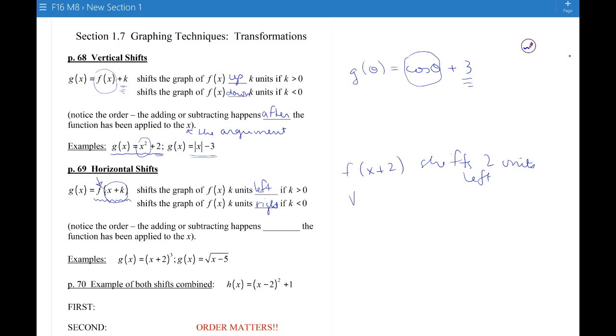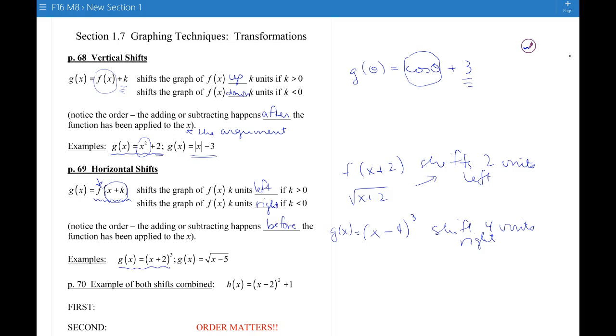And if the k is negative, it shifts the graph to the right. So if you have the square root of x plus 2, it's going to shift 2 units left. But if you have x minus 4 quantity cubed for your function, it's going to shift the basic cubed graph 4 units to the right. So it's very important that you notice the order. Here the adding or subtracting happens before the function is applied.